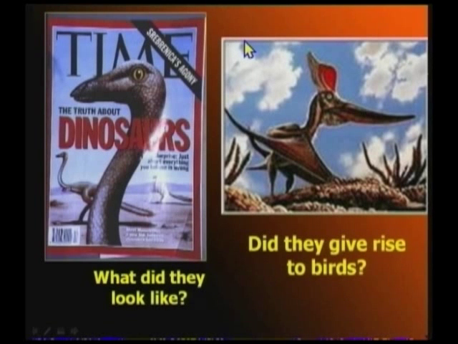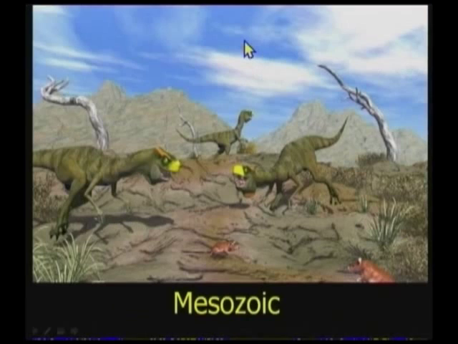And where did they come from? Did they give rise to birds? Did they not give rise to birds? Do we have living dinosaurs today? This is what the textbook depicts, a weird and wonderful world of strange creatures roaming the planet.